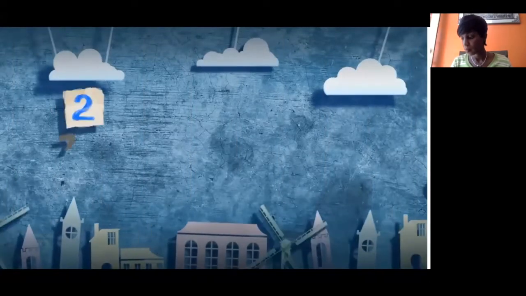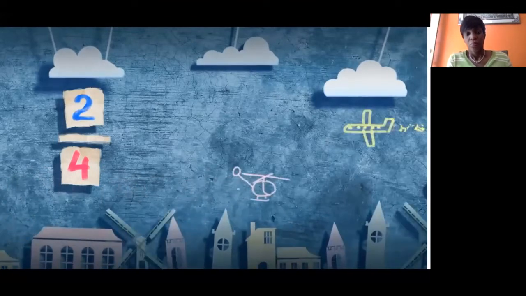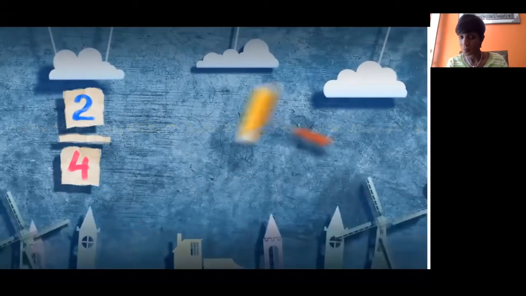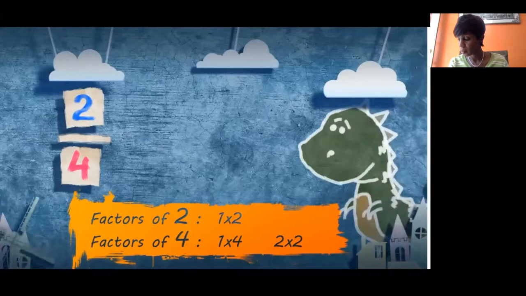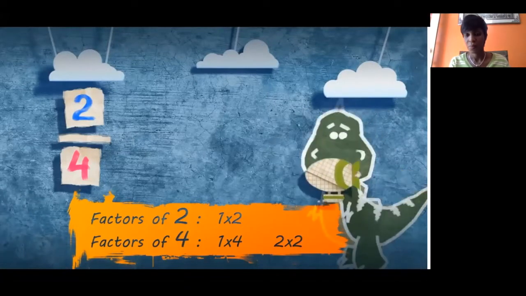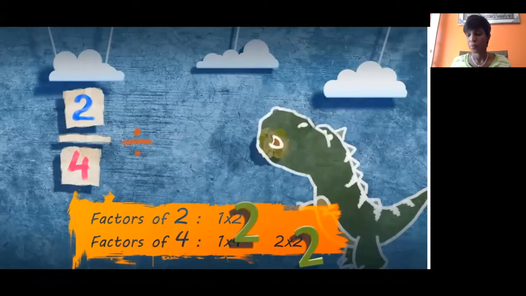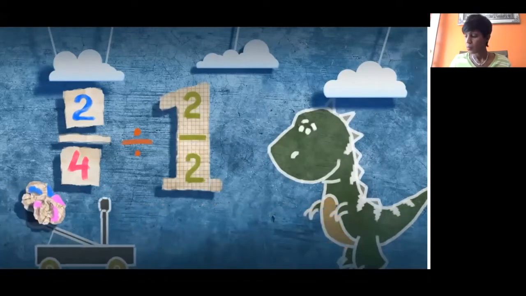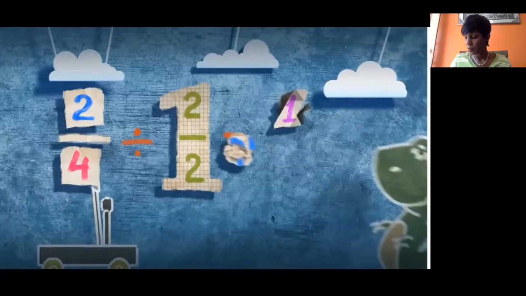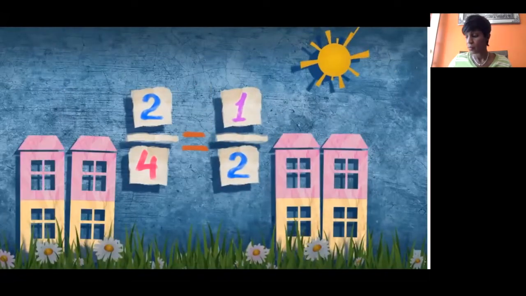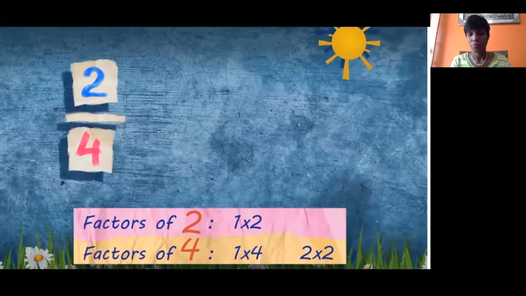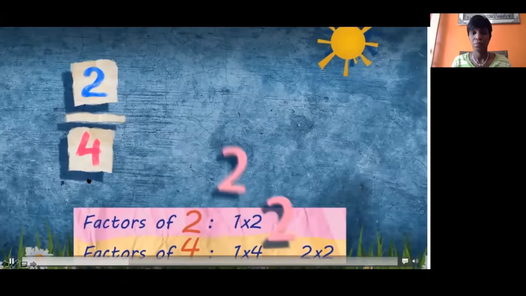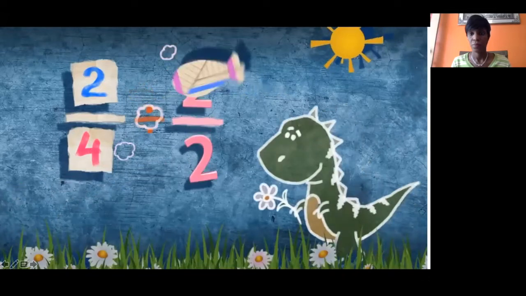To convert 2/4 to simplest form, write out all the factors of 2 and 4. The greatest common factor is 2, so divide them both by 2. 2/4 equals 1/2, and here's what we do. To convert to the simplest form, we gotta find the greatest common factor. Then take that numerator and denominator and divide them by that common factor.